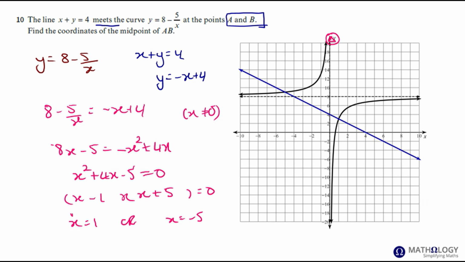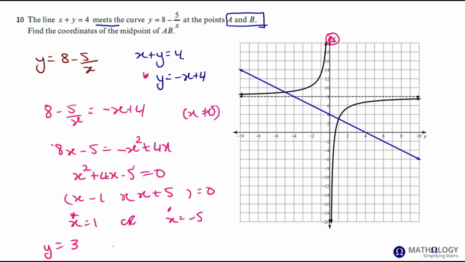Now, x equals 1 and x equals minus 5 represent the x coordinates of the points of intersection between the straight line and the hyperbola. To find the y coordinate, we substitute each x value into either equation. It really makes no difference. You choose the easier equation. A straight line, y equals minus x plus 4, minus 1 plus 4 will be 3.